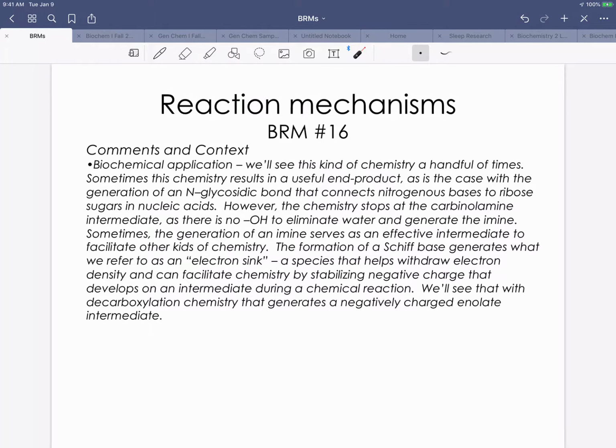And so we can see this chemistry when we study the decarboxylation chemistry that generates enolates. We'll see that when we talk about decarboxylation chemistry in a couple of chapters. So again, reaction mechanism 16, kind of shifting in a new direction, but hopefully you'll see these themes from other things that we've discussed before.